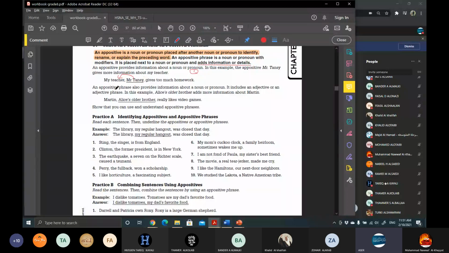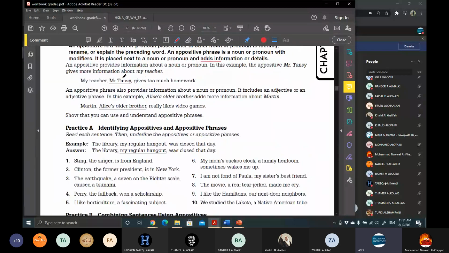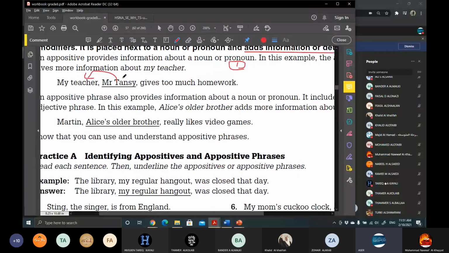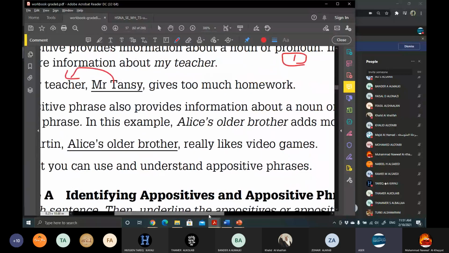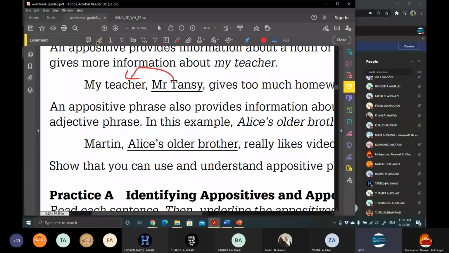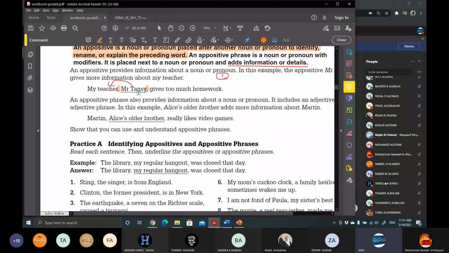But before that, I just need you to focus here that while explaining about Mr. Tansey, we have put that noun between two commas, and those two commas we use only to give us extra information, meaning that if you omit them, nothing will happen.